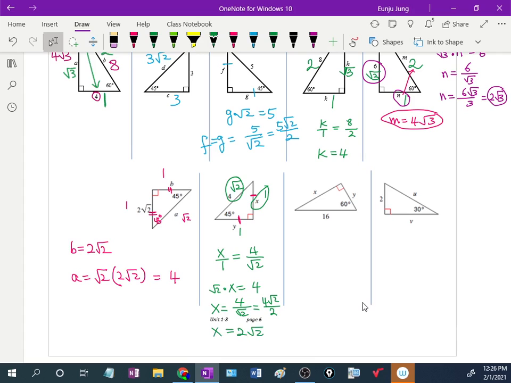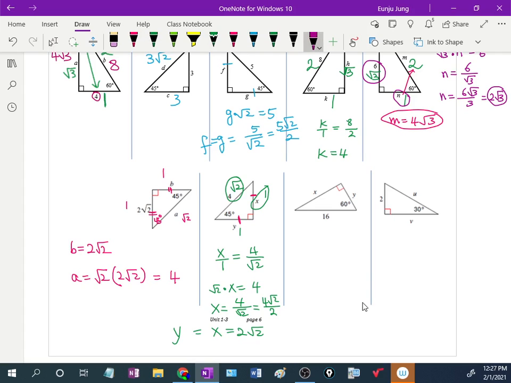If x is 2 root 2, what is y? Same as it is, right? So we have x and y both 2 root 2. So the diagonal is root 2 times longer than each side. To go from the diagonal to a side, we need to divide it. Okay, divide by root 2.